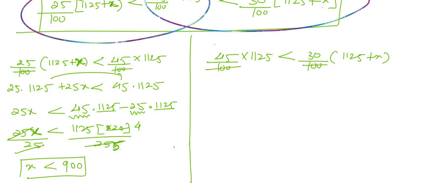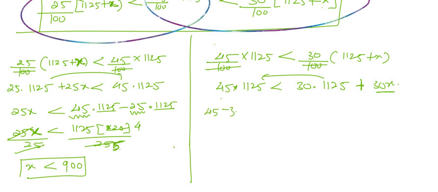Here both sides 100 can be cancelled easily. Okay. Now this is 45 into 1125 is less than 30 into 1125 plus 30x. X we will hold here only. This can go there. Okay. So if this will come here, I can take 45 minus 30. 1125 I am taking common. This is common. 1125 common less than 30x. What is this minus this? 15 into 1125 less than 30x.